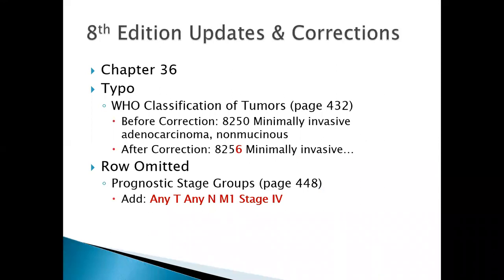Just two corrections to be made for chapter 36. One is on page 432. The code for minimally invasive adenocarcinoma non-mucinous should be 8256. It states 8250, but need to make it 8256. And then on page 448, a row was omitted from the prognostic stage group table. So just at the end of that table, add NET, NEN, M1 is stage 4.